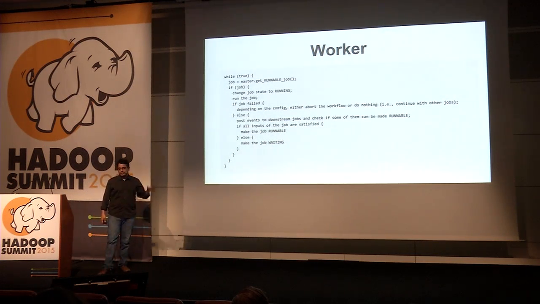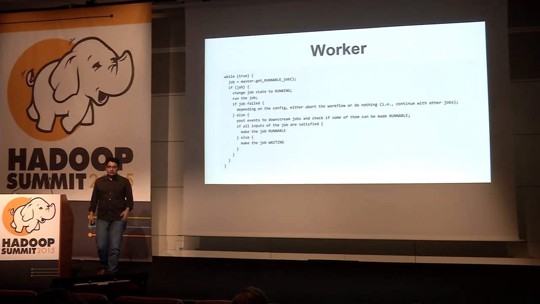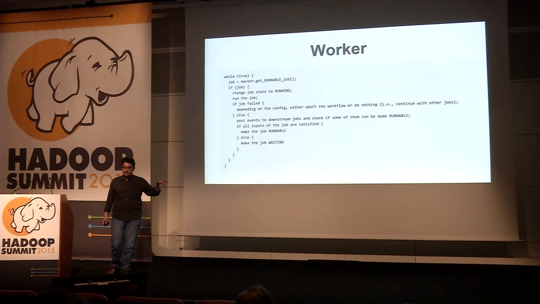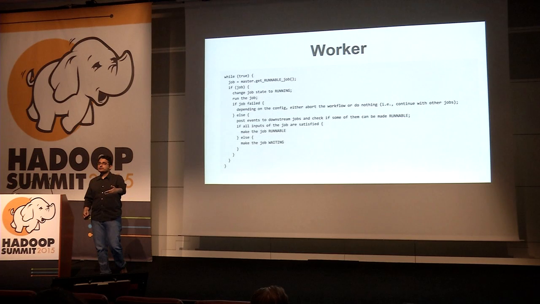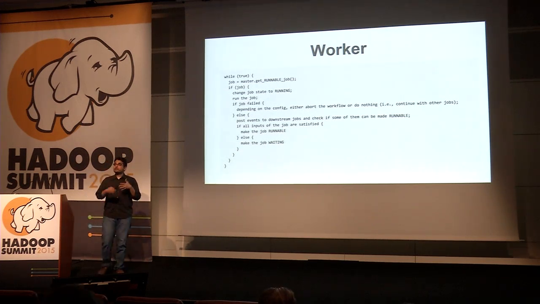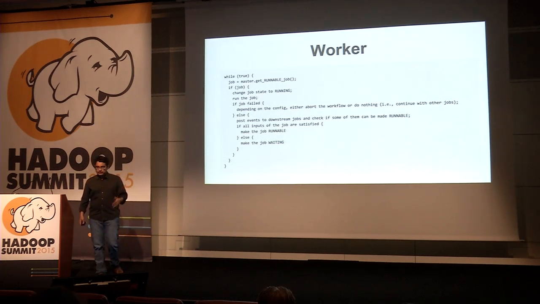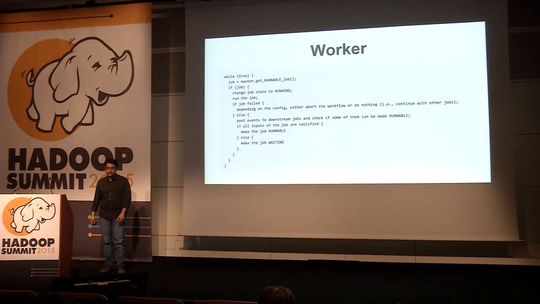So this is pseudocode for how a worker would run. You can think of it as how it's polling. It basically tries to get the next runnable job from the master. If the job is there, it schedules it and marks it as running. If the job has failed, then it first looks at the workflow policy, and depending on it, it either aborts the workflow or does nothing. Otherwise, it informs all the downstream jobs that the job has succeeded, and then picks up the next downstream jobs, sees if their inputs are available, and then marks them runnable or keeps them waiting. So that's very simple. This is how it works.